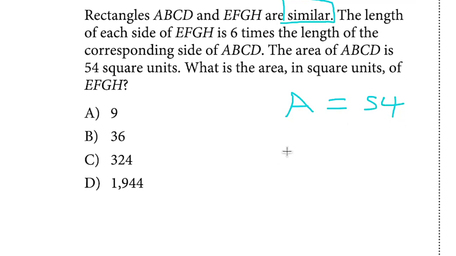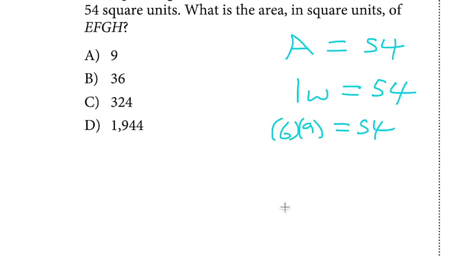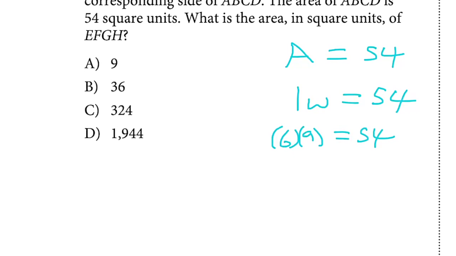So basically, length times width equals 54, right? Now, the cool thing is, it doesn't matter what length and width are. They could really be anything. So let's just decide what we want them to be. 6 times 9 is 54. So let's just say that the length and width of the originals are 6 and 9. And then we know that the length and width of the other ones are going to be 6 times the amount of the first one. So 6 times 6 is 36. 9 times 9 is 81.